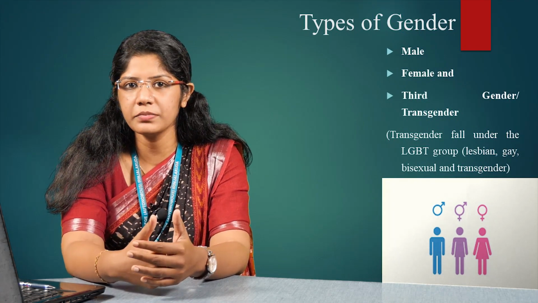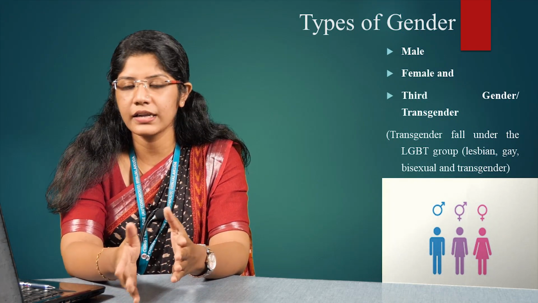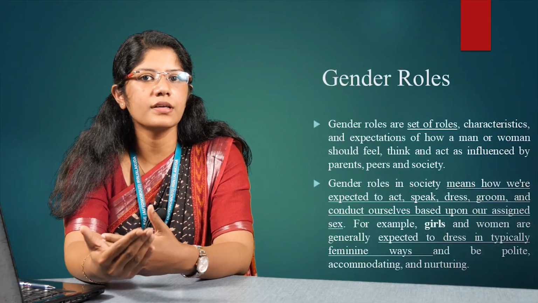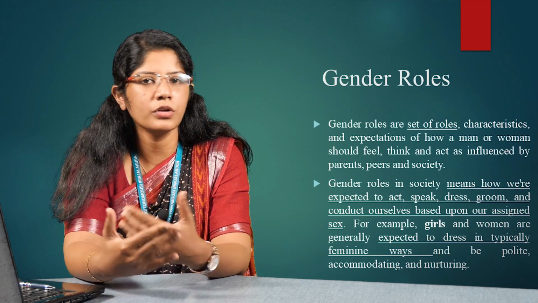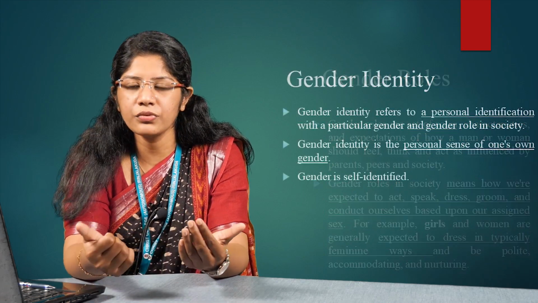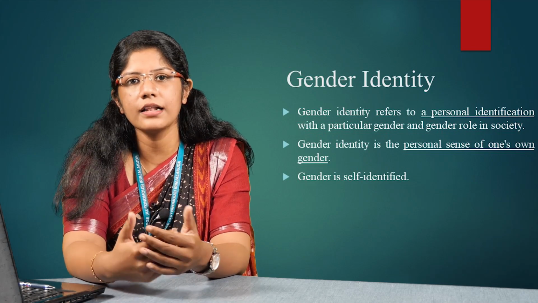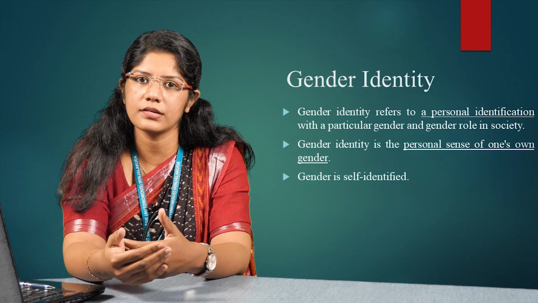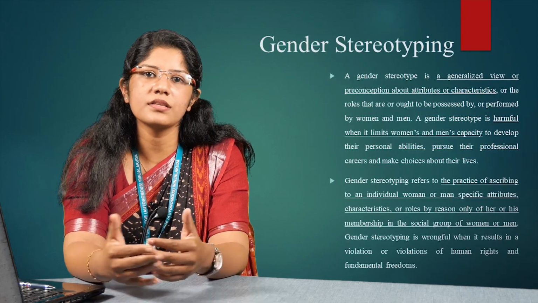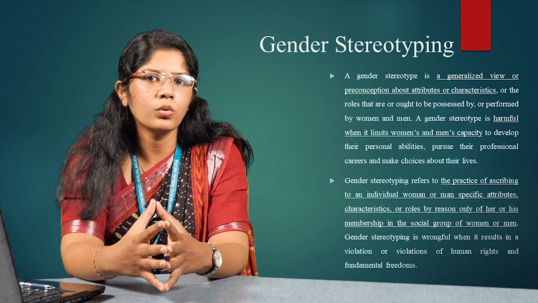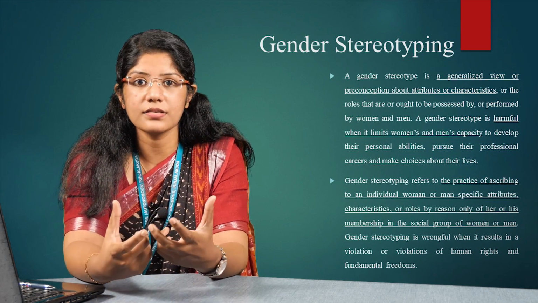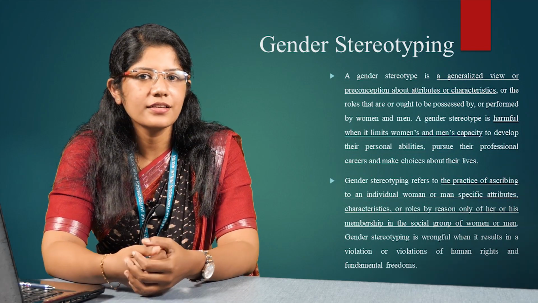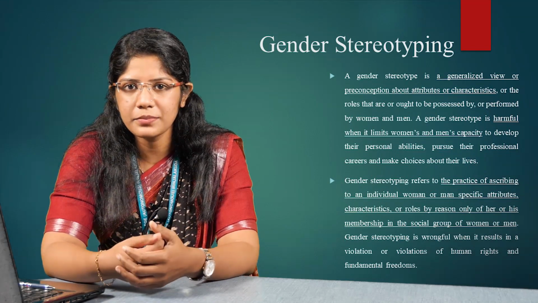Then we discussed the types of gender, which include male, female, and transgender, which falls in the category of LGBT: lesbian, gay, bisexual, and transgender. Then gender roles and gender identity. Gender roles are the expectations about how an individual should behave in society, and gender identity is the self-identification of a person about his gender in society. Then I discussed gender stereotypes, the overgeneralizations or prejudices of society about gender, gender division of labor, and gender discrimination.